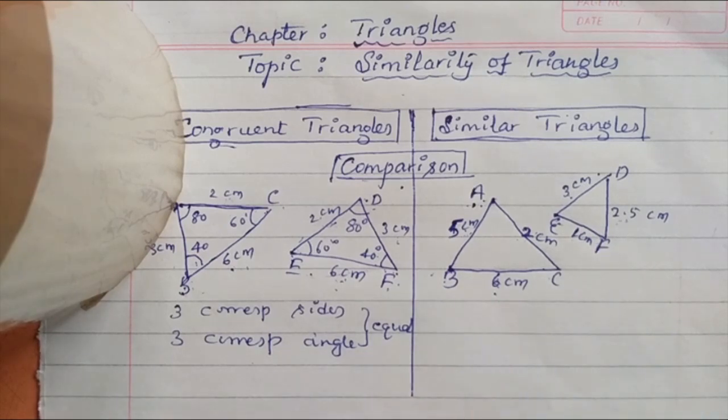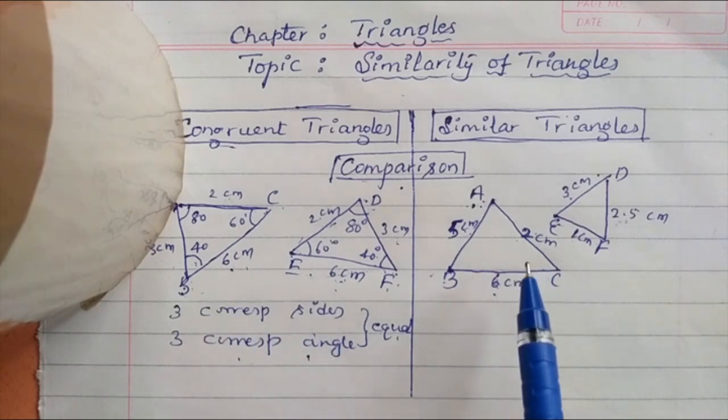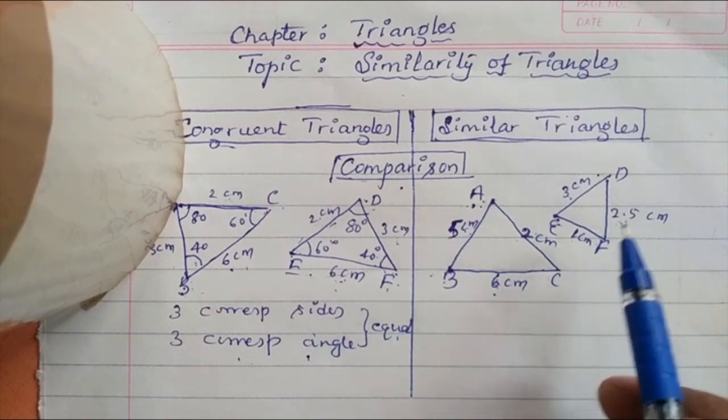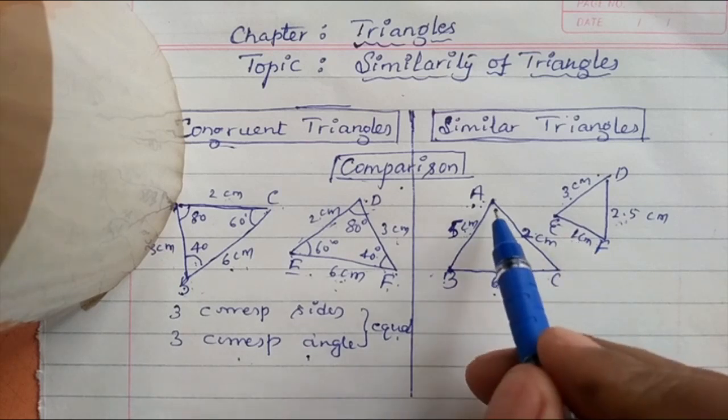EF is 1 centimeter. In congruent triangle, all the three angles, all the three sides, corresponding angles, corresponding sides are equal. But in similar triangles, here 5 centimeter, but here 2.5, it's half. 6, it's half 3, and 2 half is 1.